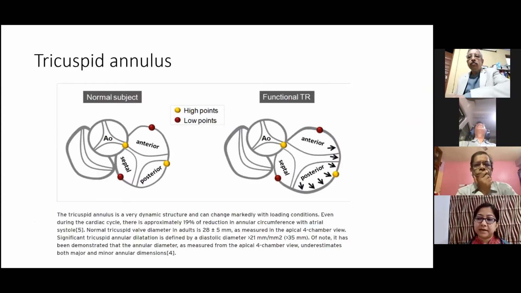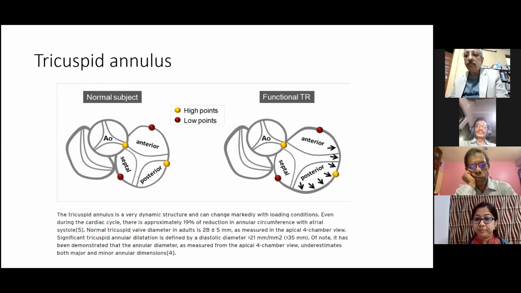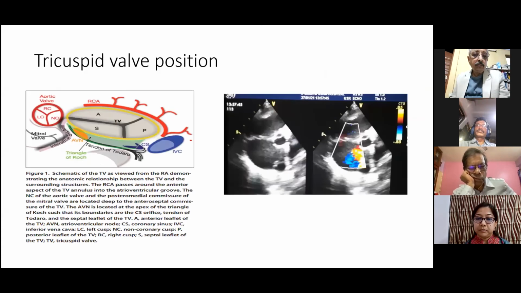It is usually a saddle-shaped structure. And as already told, it depends upon the dynamic structure of the annulus. The annulus measurement is to be done in the four-chamber view in the diastolic period, and a diameter of more than 21 millimeter per meter square, or more than 35 millimeter in the AC and more than 40 millimeter in the ACC, has been recognized as annular dilatation. In spite of measuring the major and minor axes, it is always underestimated.